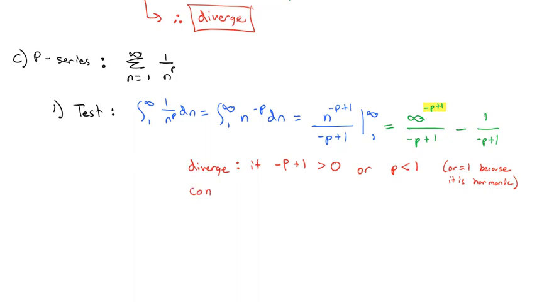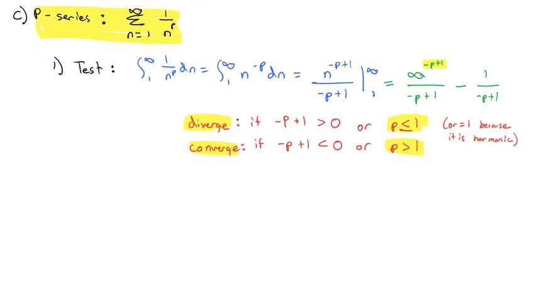And then the opposite is true, that it converges if the exponent, negative p plus 1, is negative, which moves the infinity to the denominator. Or if we add 1 and divide by negative 1, if p is greater than 1. So this is kind of the important idea, that the p-series will diverge if p is less than 1 or equal to 1. Let's go ahead and write the or equal to in there. And it will converge if the exponent is greater than 1. And that can save us doing all the tests. We just have to look at the exponent if we're actually working with a p-series.